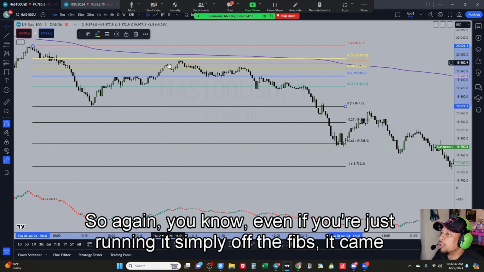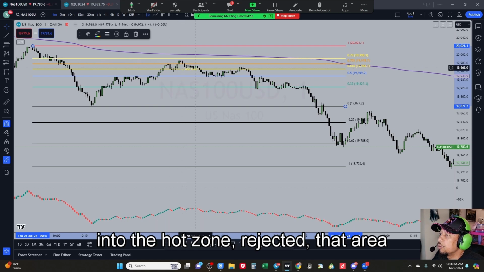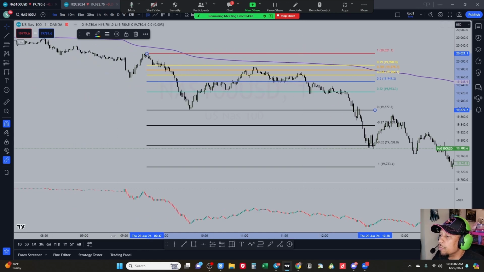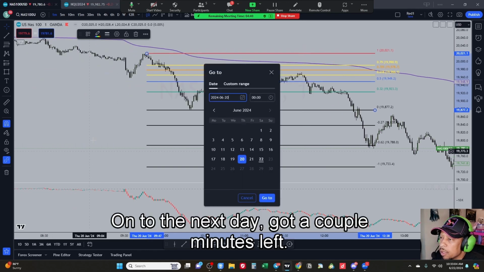So again, even if you're just running it simply off the fibs, it came into the hot zone, rejected that area, made its way down. Here's TP1, TP2, and TP3. All right, boom. On to the next day. We've got a couple of minutes left here.